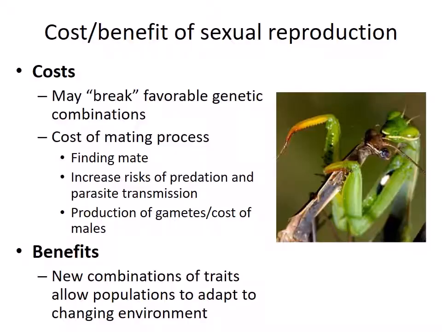And the benefit of sexual reproduction is that we get these new combinations of traits that allow a population to adapt to a changing environment. So the environment doesn't make the organisms adapt, but if we have a good mix of traits that match the environment at that time or are well suited to the environment at that time, then those organisms with that combination of traits are more likely to survive and reproduce in that particular environment.